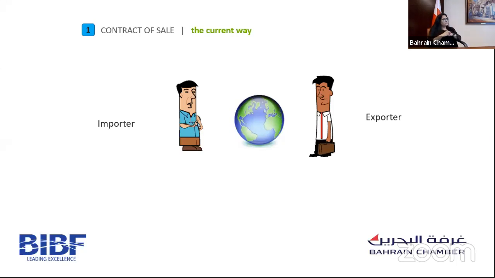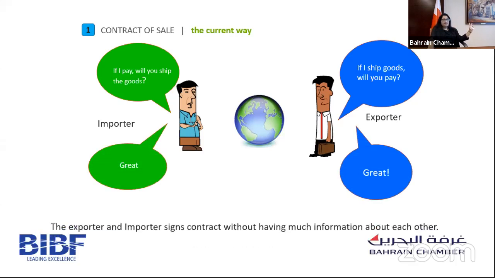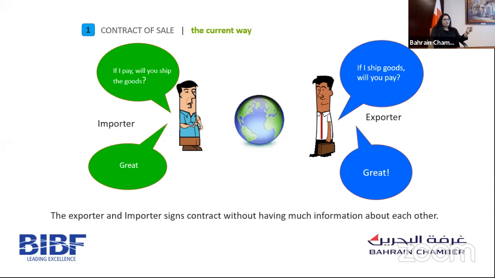Let's look at a scenario: how the contract of sale happens in a normal situation. The exporter and the importer are in two corners of the globe. The importer says, if I pay, will you ship the goods? Then the exporter may say, if I ship the goods, will you pay? Great, both are happy. Without much detail, they don't know about each other. They haven't done appropriate research, and they sign the contract.